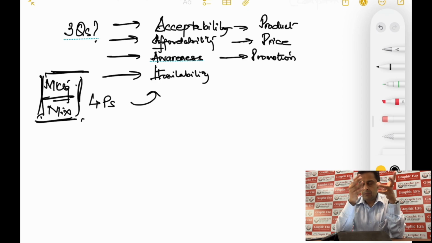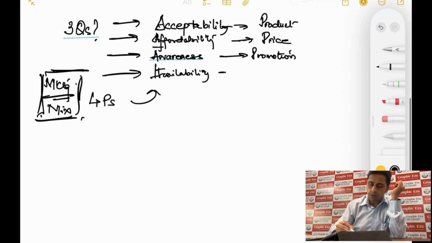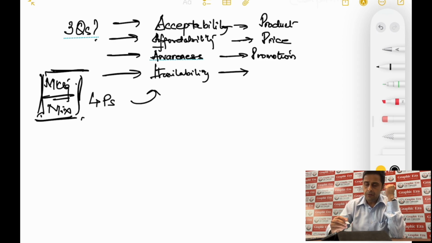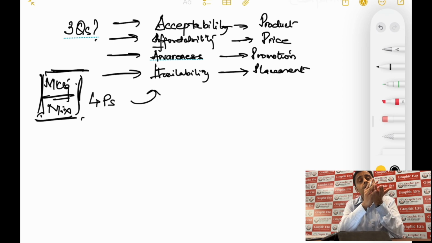And so that's probably for the time being. And then we talk about the fourth factor, which is availability, the fourth P of the marketing mix, which we normally call placement. Earlier we used to call it place, but place is restricted to online and offline and the place where we are selling it. But how is it placed in the market?